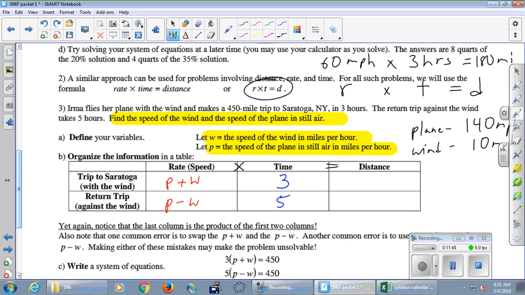So we're just going to write it here. 3 times, note the parentheses, P plus W, just multiplying those two guys. 5 times P minus W.